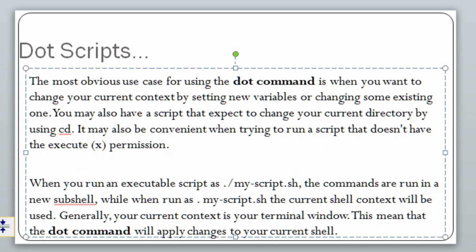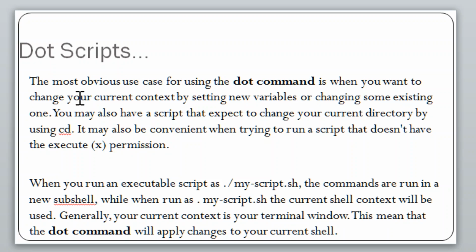The most obvious use case for using the dot command is when you want to change your current context by setting new variables or changing some existing ones. You may also have a script that expects to change your current directory by using cd. It may also be convenient when trying to run a script that doesn't have the execute permission. Okay? So some handy ways to kind of use those dot scripts.